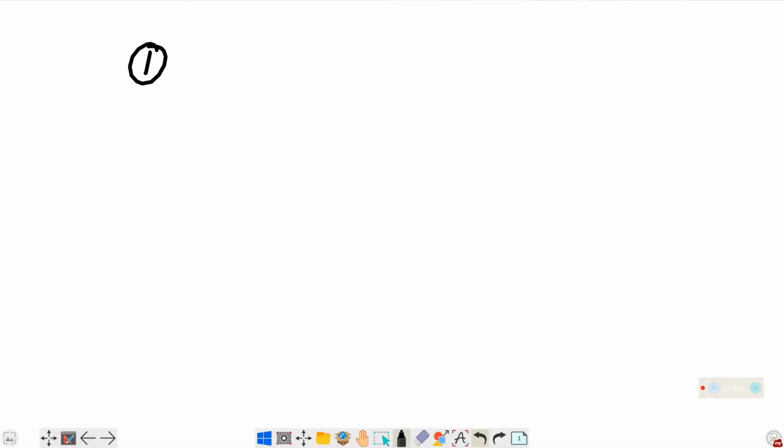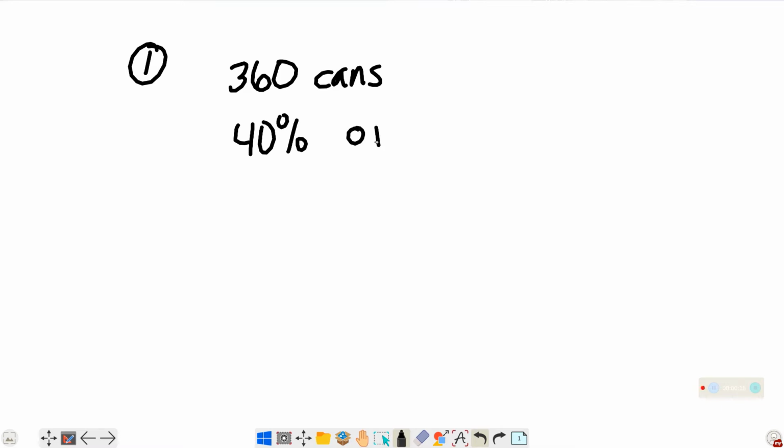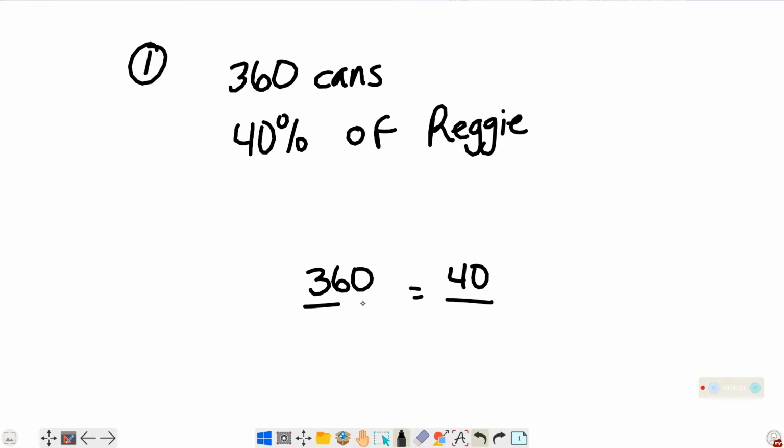Number 1 says that Tanner collected 360 cans for his baseball team. This was 40% of what Reggie collected. So 360 matches up with the 40, and we want to figure out, well, what did Reggie collect?